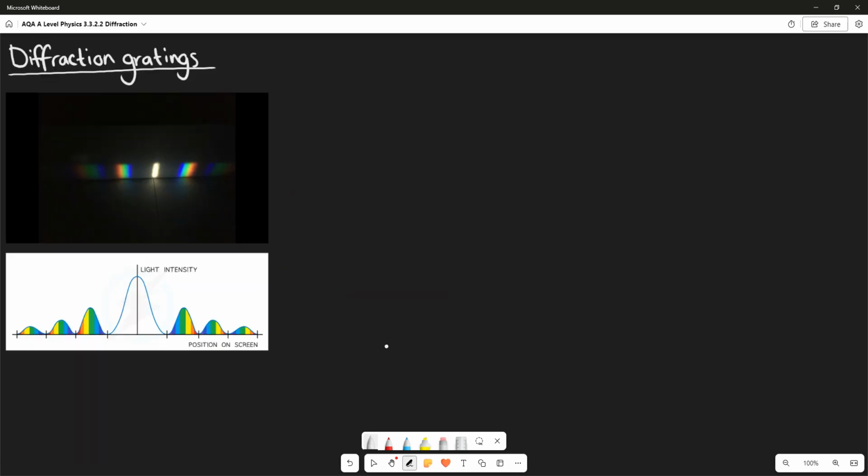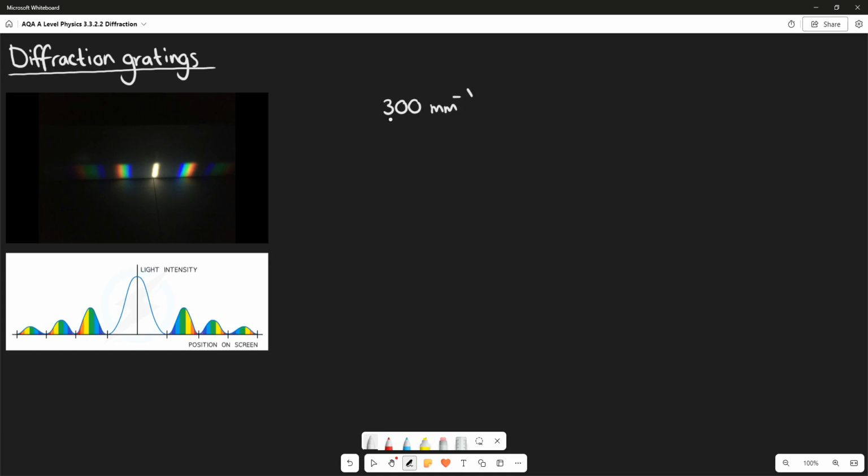Let's now look at diffraction gratings. We've previously looked at a single slit, we've looked at a double slit, and now we're looking at diffraction gratings. A diffraction grating is where there are many, many slits. We're talking hundreds, thousands. And typically, you are given the number of slits per millimetre. So it might be 300 slits per millimetre.